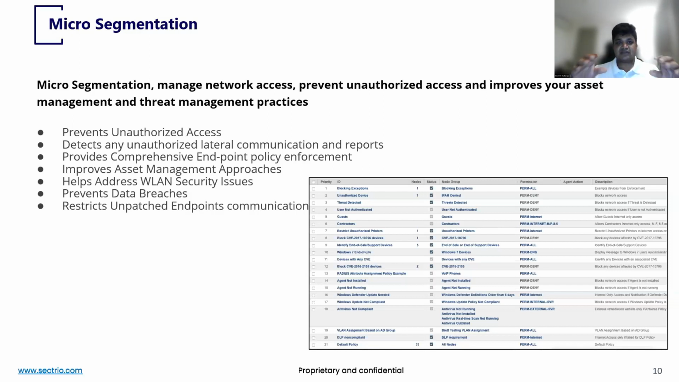And the microsegmentation module also helps with addressing any kind of wireless LAN security issues. Of course, it helps in preventing data breaches, and if there are unpatched endpoints because of various reasons, you can build a policy where you put all these critical assets into a specific zone, and you can restrict access by whitelisting the users, whitelisting the protocol, and you can analyze what kind of communication is going on as well.